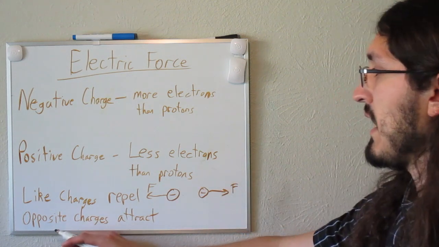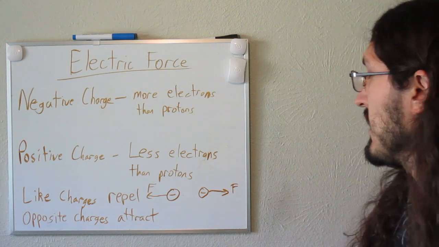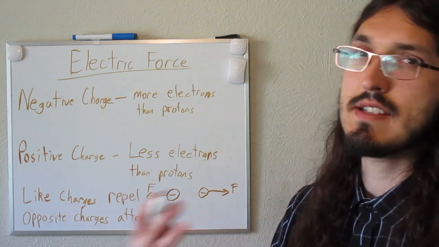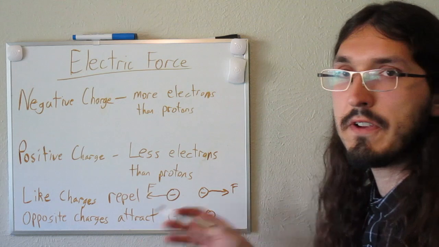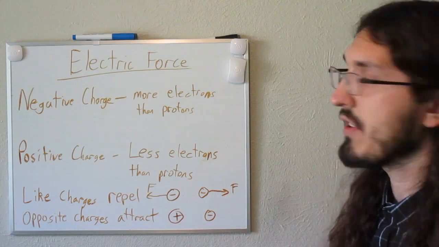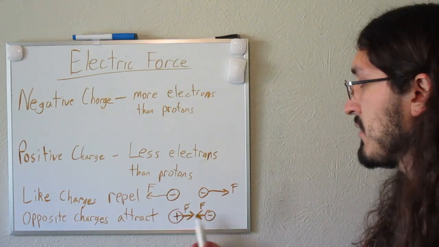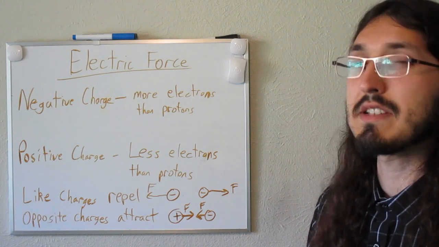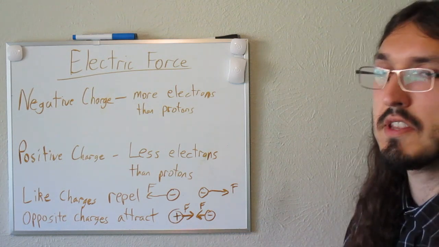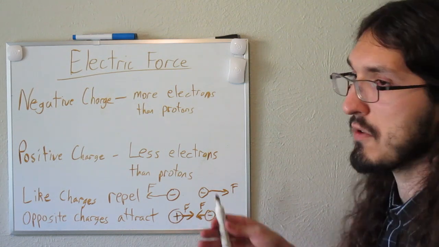If I were to draw how opposite charges are attracting, if we had a negative charge and a positive charge close together, they would each feel an equal force towards each other. And technically these forces are still opposite directions, so it's still an equal opposite reaction. This proton feels a force to the right, while this electron feels a force to the left.